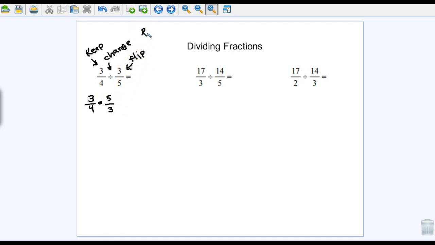And this is a big word. We use it a lot in math, reciprocal. This is the flipped version of this particular fraction. We call it the reciprocal. So now that I've kept, changed, and flipped, I now have a multiplication problem.